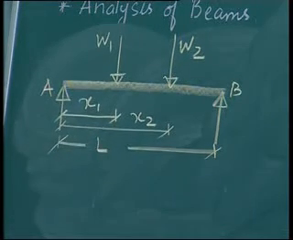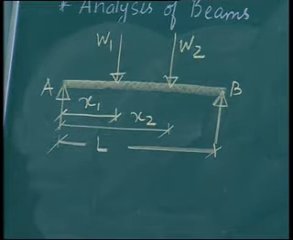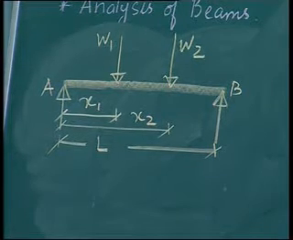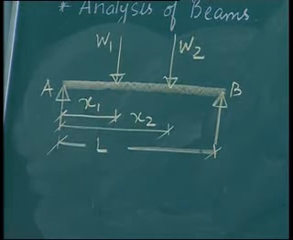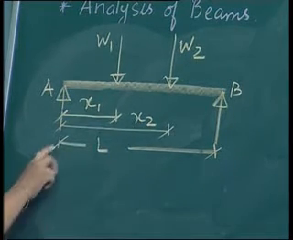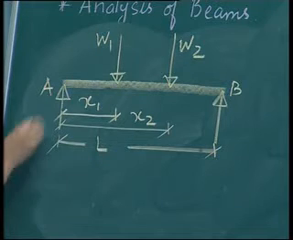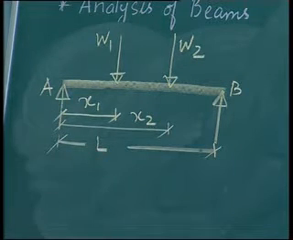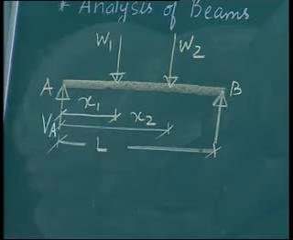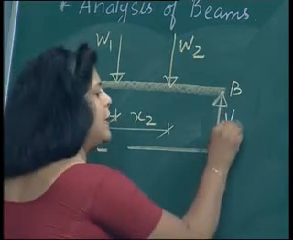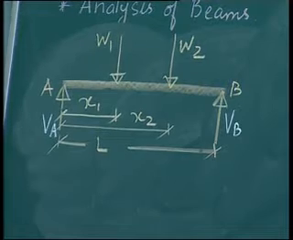Now, if I want to find out the reactions, we definitely know where they will be produced. Reactions are only produced at the supports. As our beam is simply supported, freely resting on two supports A and B, at support A we will have a vertical reaction VA, and at support B we will have a vertical reaction VB. So, our aim is to determine VA and VB.